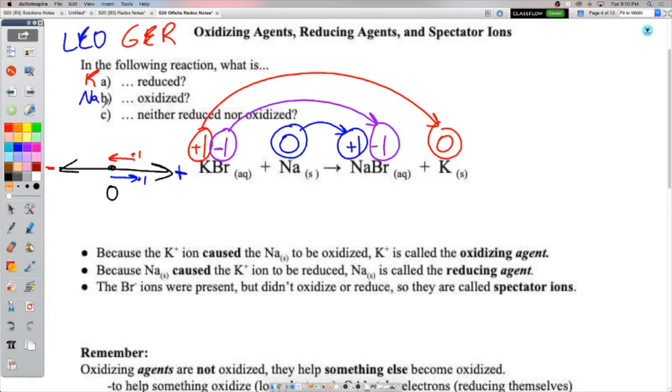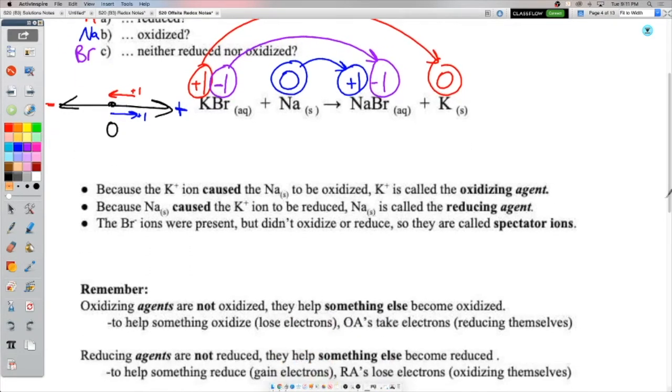What is being neither reduced nor oxidized? Well, that's the one that sticks out the most. Bromine went from -1 to -1. That's no change. Okay, now there's a name for those things. I'm going to go through the last one first, just because we've been holding off on it. Bromine was there, but it didn't oxidize and it didn't reduce.